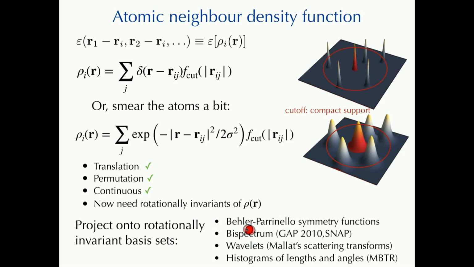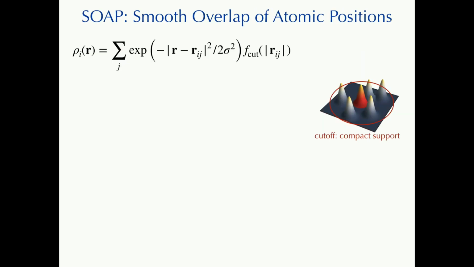The bispectrum that we used in 2010, and I'll show you the formula a little bit later, is also a projection, a different projection of this neighbor density, and many, many others. So the wavelets, Stéphane Mallat's scattering transforms, and histograms of lengths and angles that are favored by friends Anatole von Lilienfeld and Matthias Rupp are also essentially projections of this same neighbor density. So the trick with the symmetries is the same.